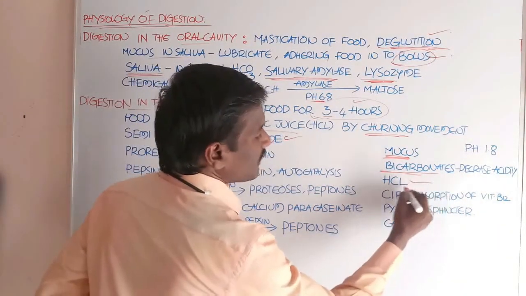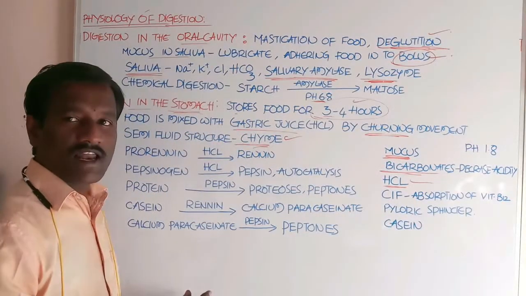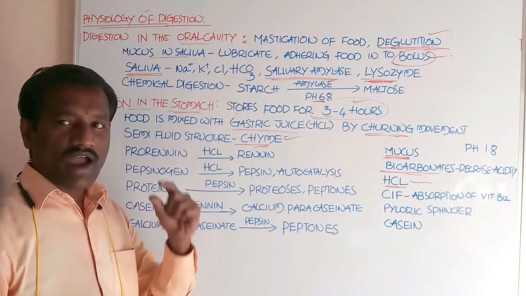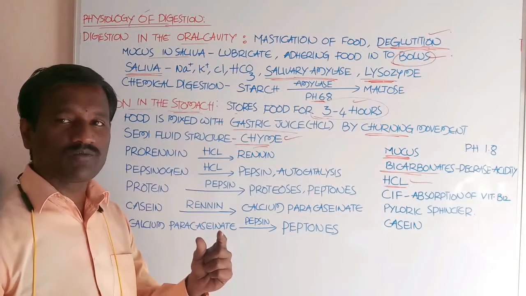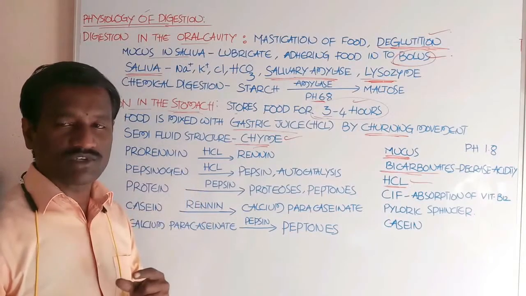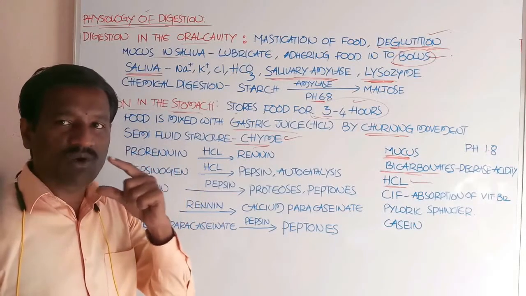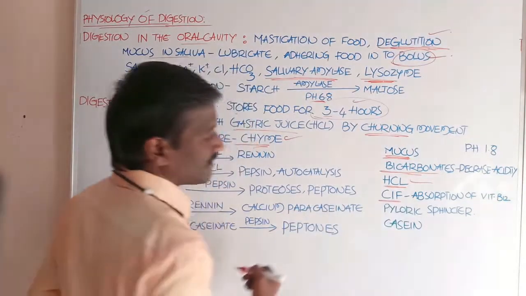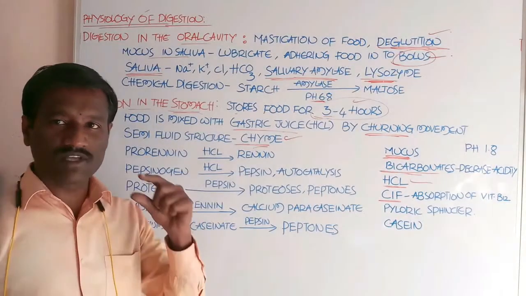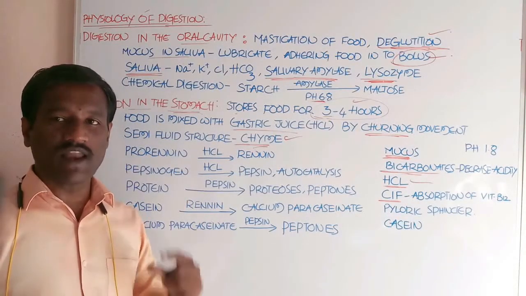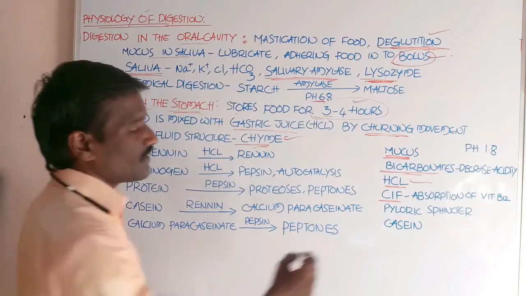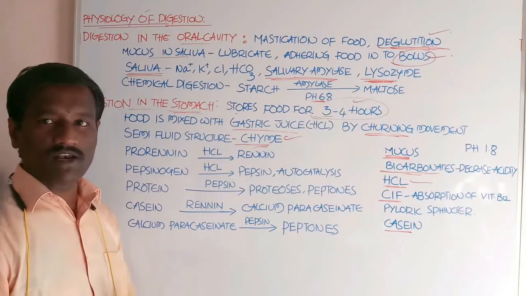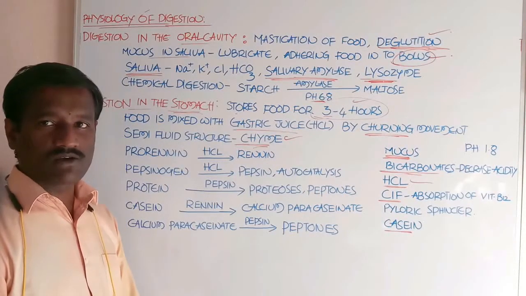HCl helps in killing the microorganisms present in the food, and HCl activates the enzymes which help in the breakdown of the proteins. Castle's intrinsic factor helps in absorption of vitamin B12, also called cyanocobalamin. And casein is one of the milk proteins.